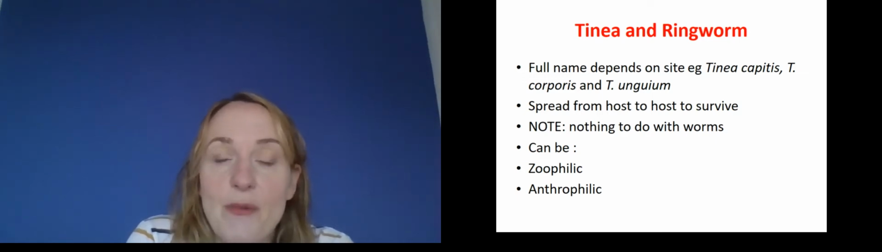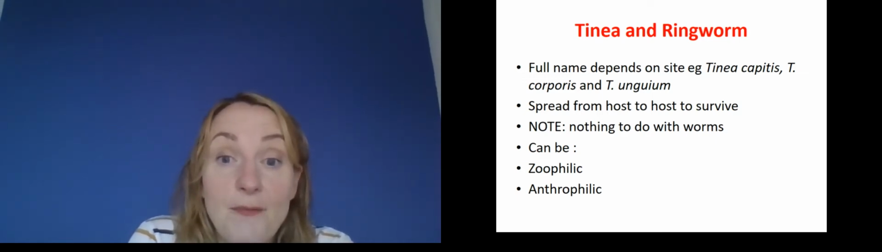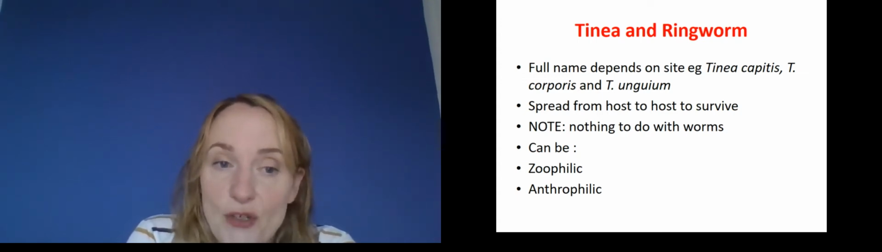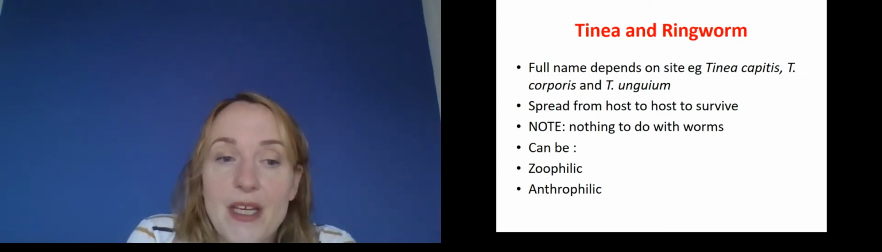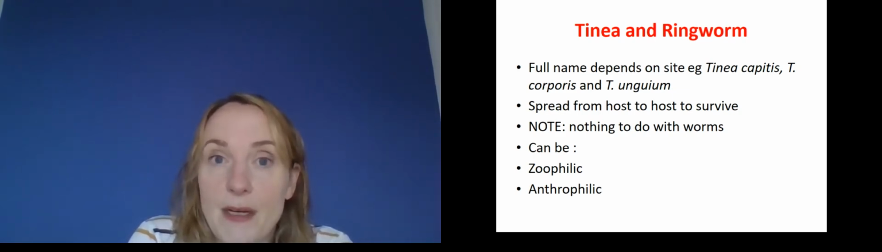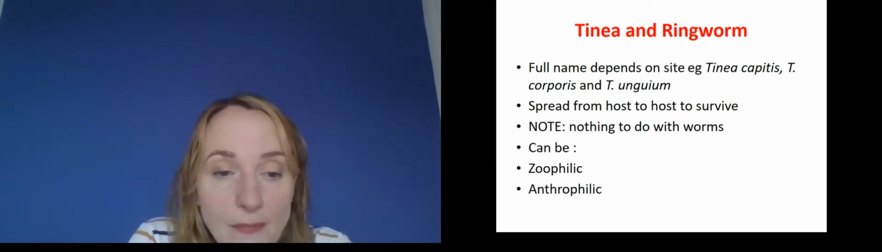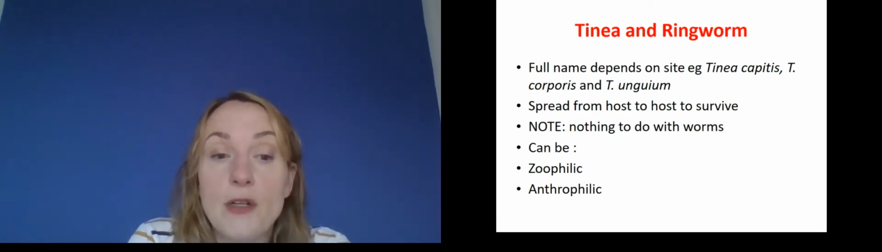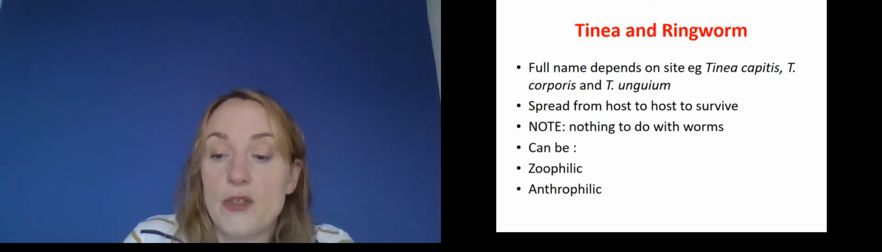Tinea needs to go from host to host to survive, so good hygiene and infection control is really important in eliminating this infection. There's your note, nothing to do with worms. So these are some words that you might come across. It could be zoophilic. Whenever you see the word zoo, that means animal, in whatever word that might be. So it can come from an animal. You can catch tinea from a pet, a dog, or a wild animal. Or it can be anthrophilic. Anthro means people, so it can come from another person as well, the source.